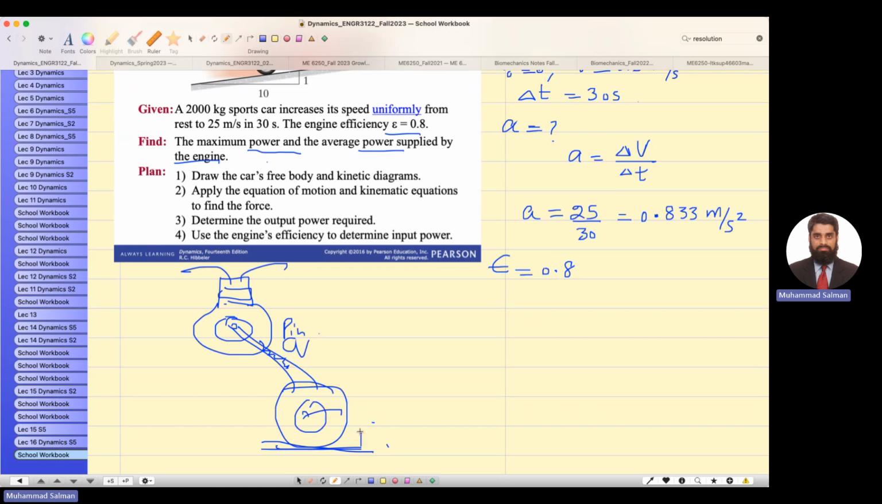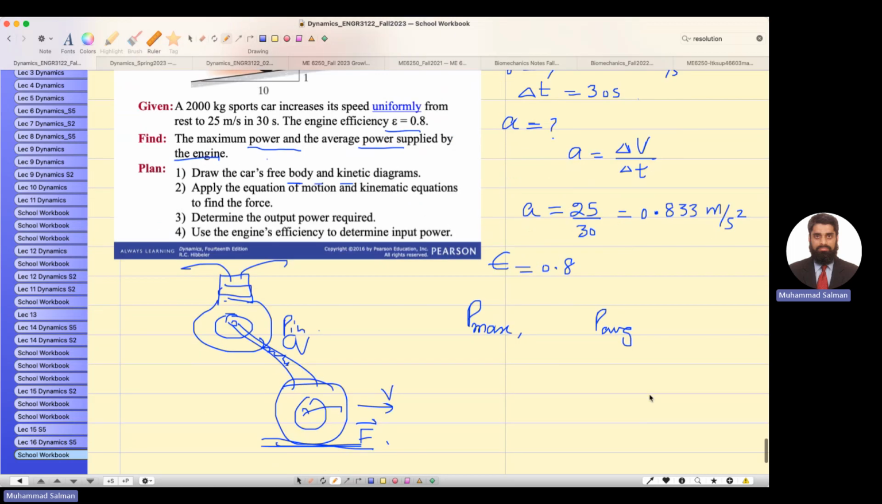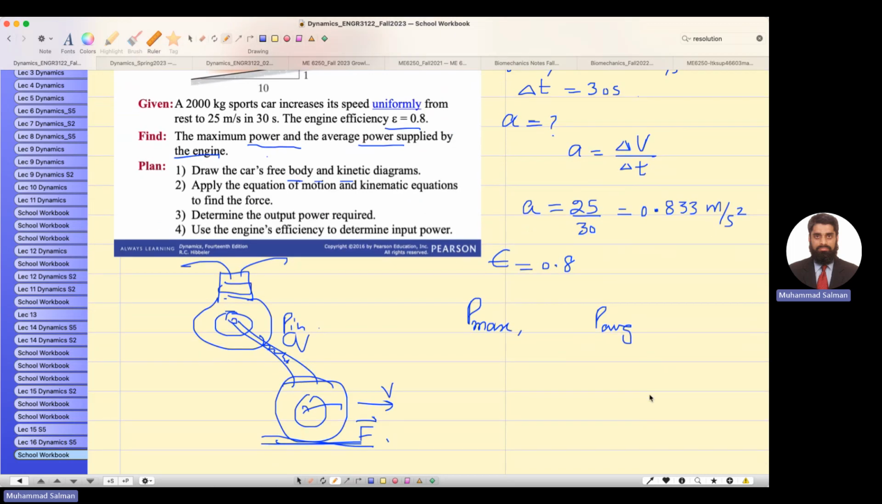So this is the force and this is the velocity. Okay, now let's do this math here. Draw the free body diagram. Draw the car free body. Okay, let's draw the free body diagram and find out the maximum power. Now, in order to find the maximum and the average power, you know the formula is the same, but you have to do one thing. What do you have to do? For the maximum power, the force is the same, velocity is maximum. For average power, force is the same, velocity is average.